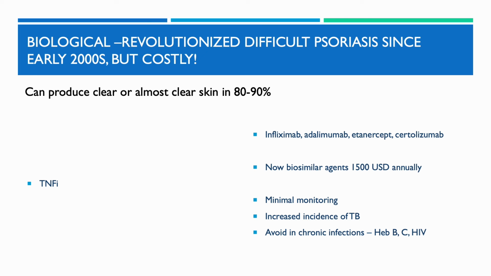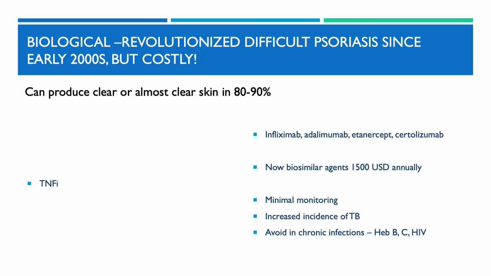So we've got tumor necrosis factor alpha inhibitors. So this is infliximab, which tends to need to be given intravenously, adalimumab, etanercept, and certolizumab. These all target TNF, and the latter are given subcutaneously.